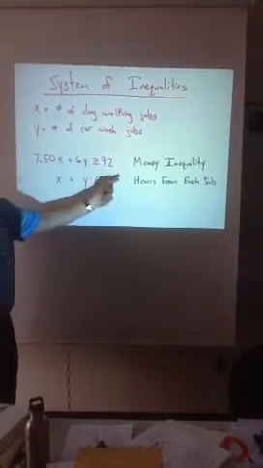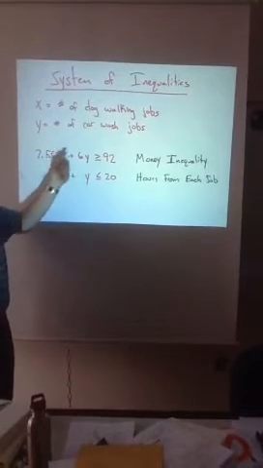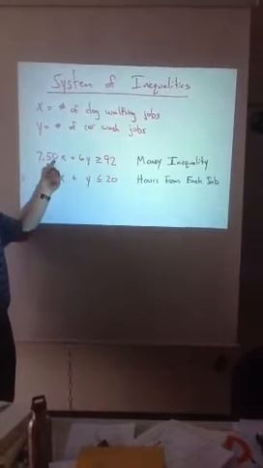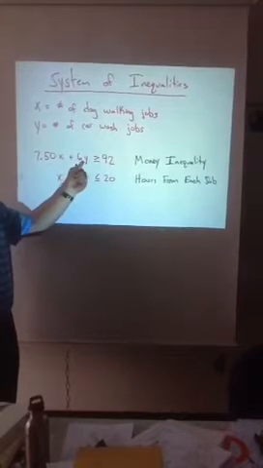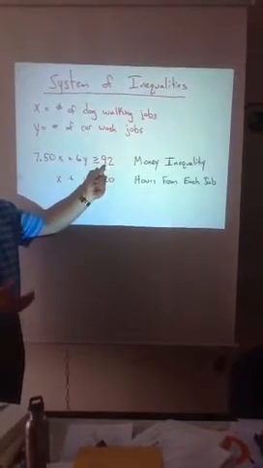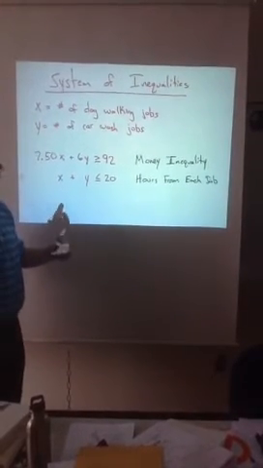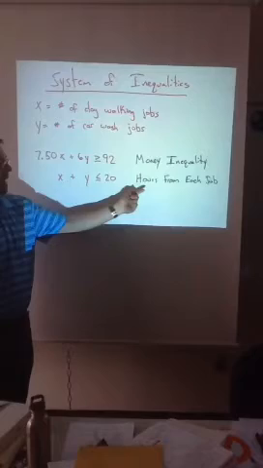I have the money inequality. I like to call it the money inequality because a lot of times your inequalities are money, money, money. So $7.50 for the dog walking, $6 for the car wash, and I have to make at least $92. So I always tell my students that I'm at least 12 years old, which obviously I am older than 12 years old. And then the other inequality we have is the hours from each job.